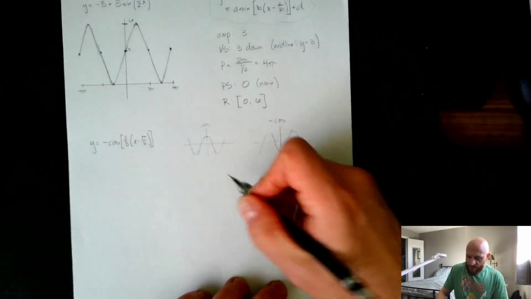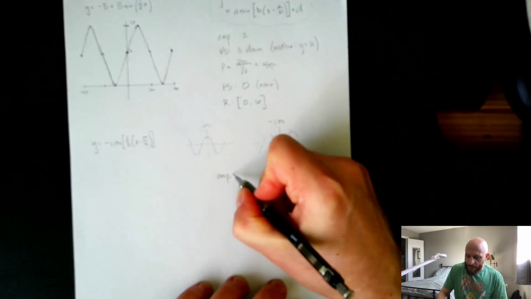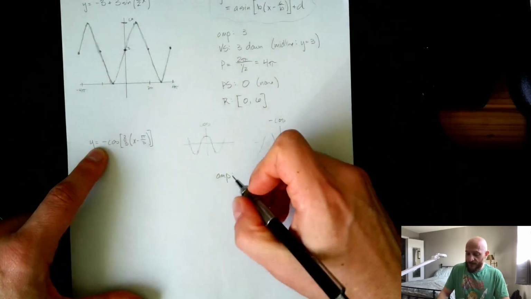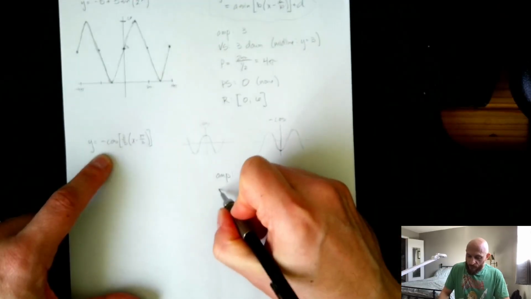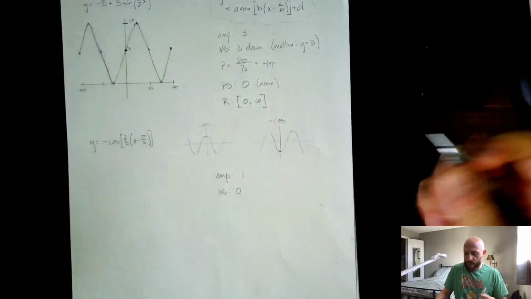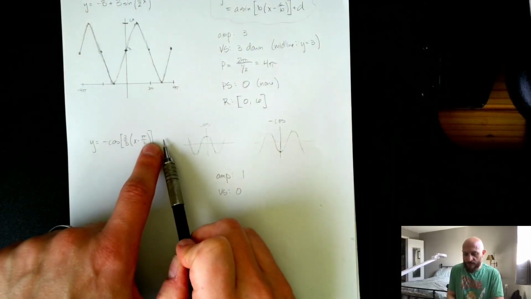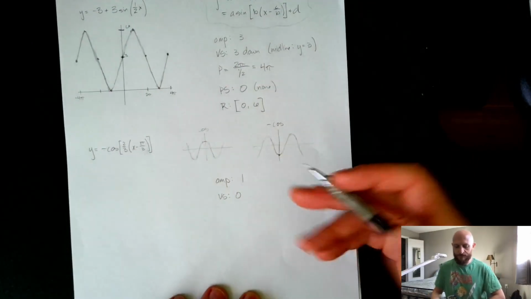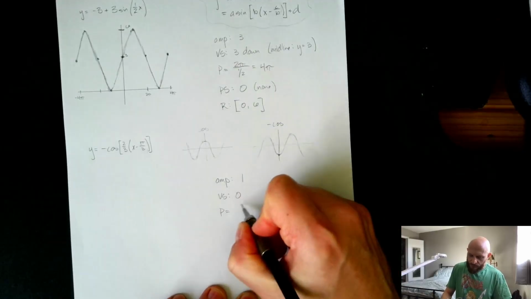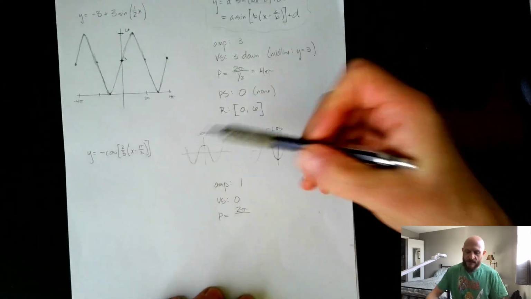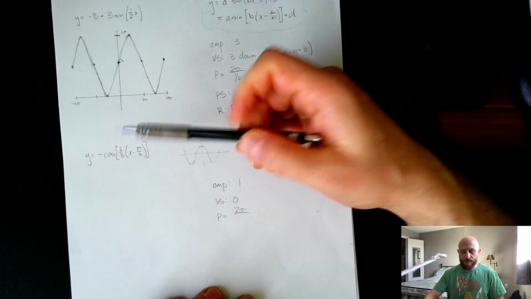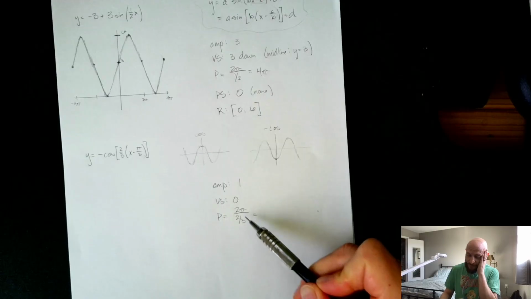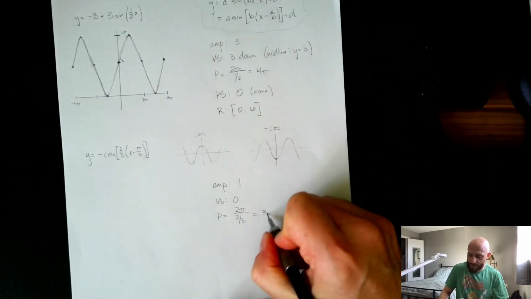So again, we'll go through and list out everything. Amplitude, well, A is 1. I guess technically A is -1, but amplitude is the absolute value of A. So the amplitude is just 1. Vertical shift, there is none. 0. If there was some constant being added to this thing, that would be the vertical shift, but there is none. The period is equal to 2 pi over b. And b is this 2/3. So 2 pi over 2/3 is 2 pi times 3/2, so 3 pi.